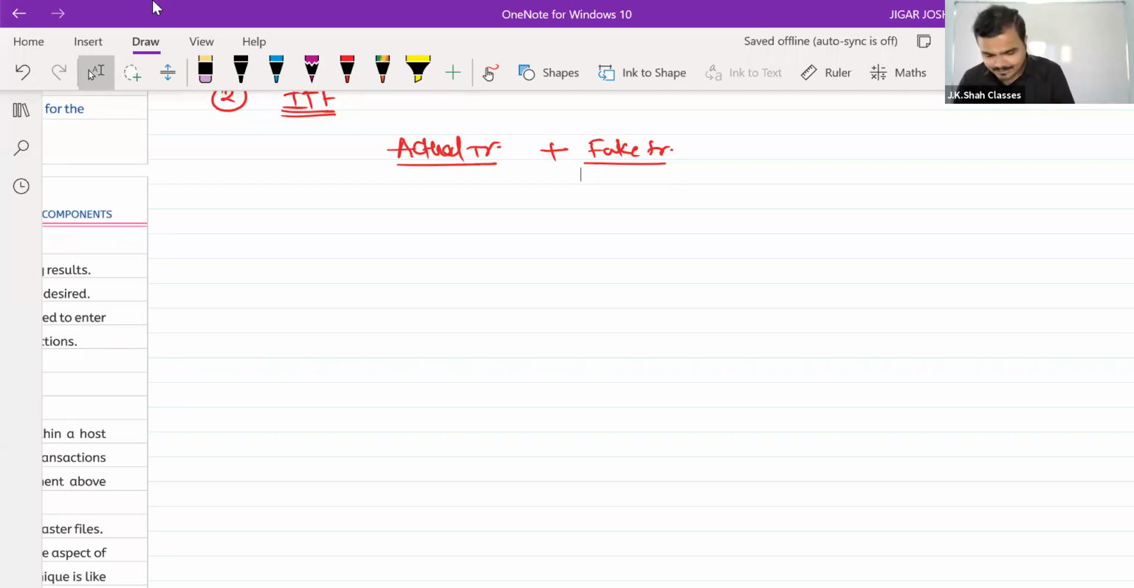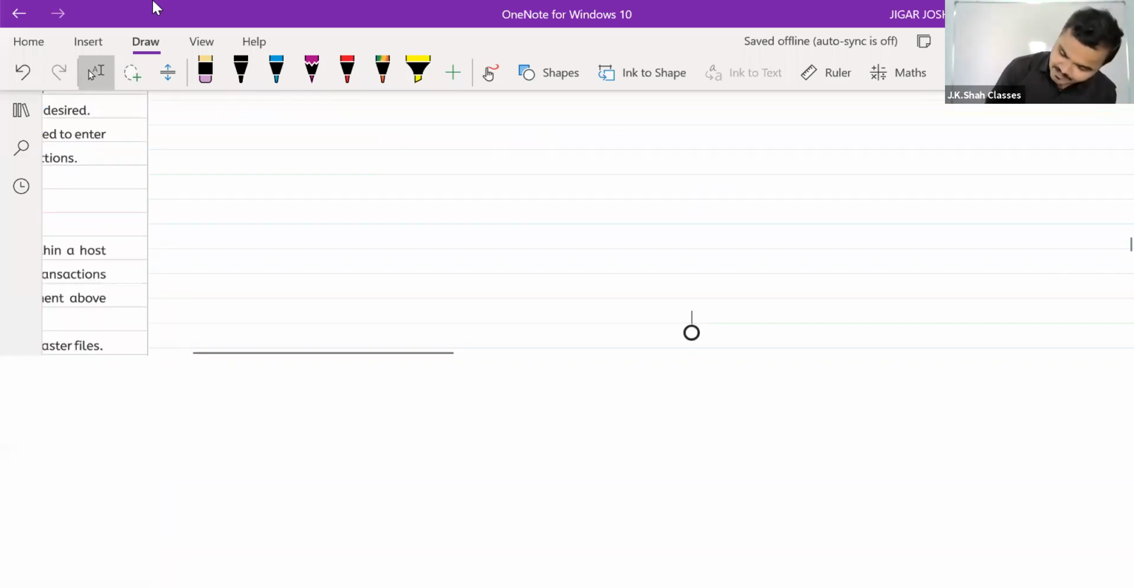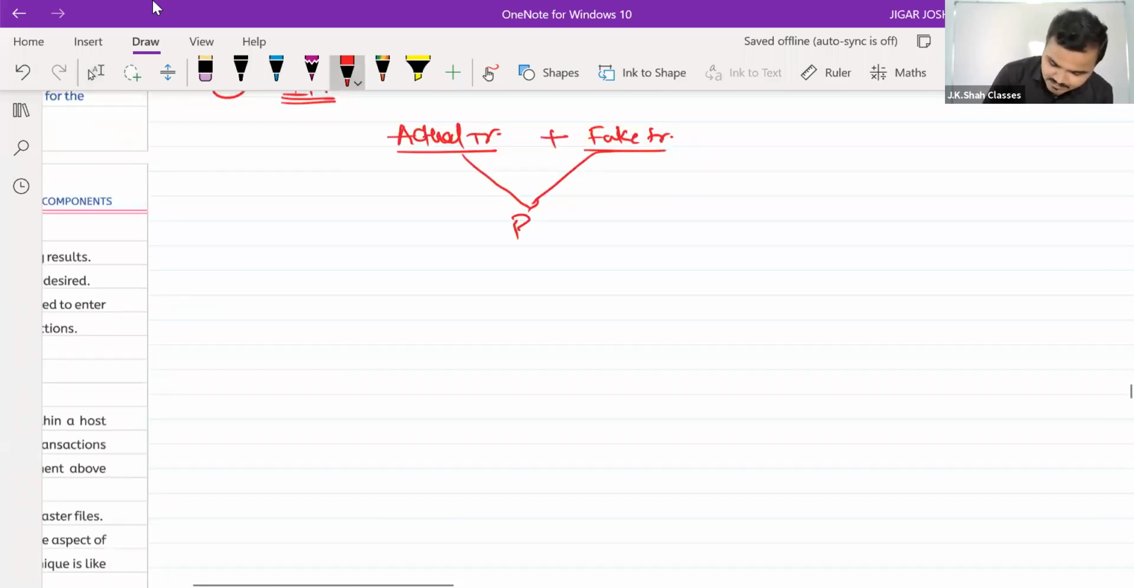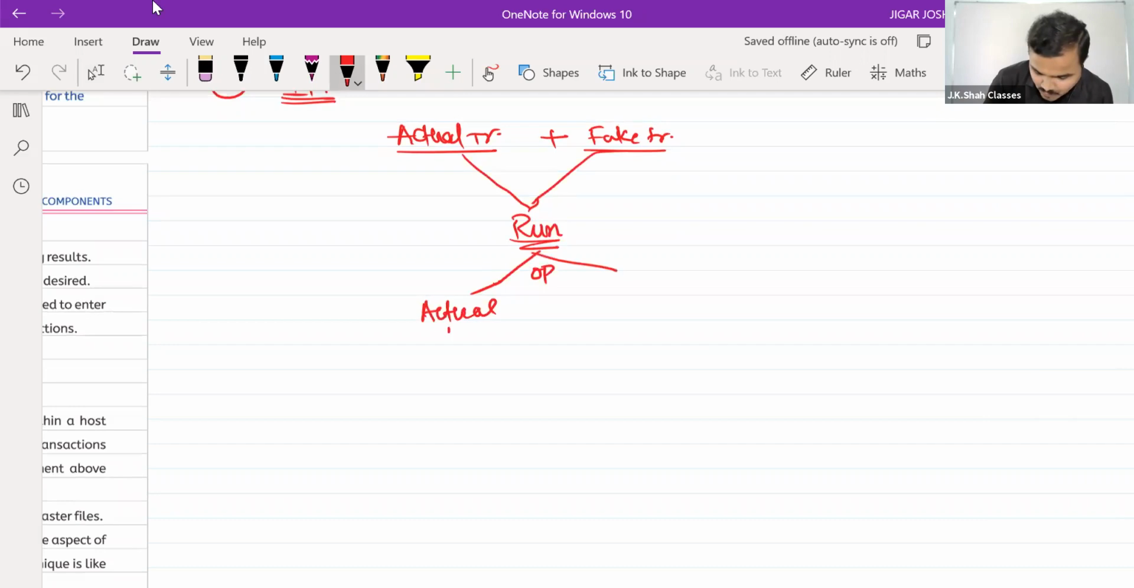Sir, very simple. Along with the actual transactions, add fake transactions to it, and then together just run the software. Agree? Yes, sir. When you run this entire set of transactions in the software, there will be two outputs. One is for the actual data, the actual output, that is the original transactions. And the second one is for the fake transactions, which will be separated by the system.